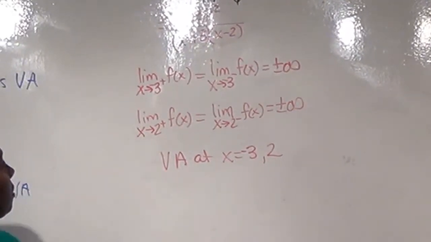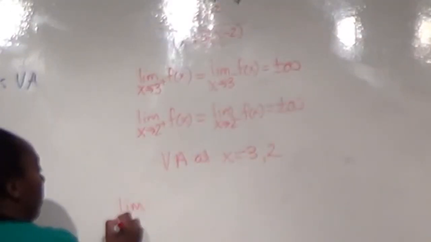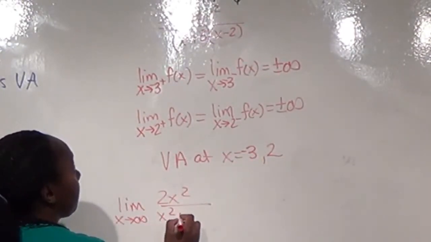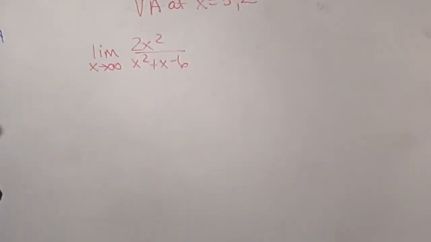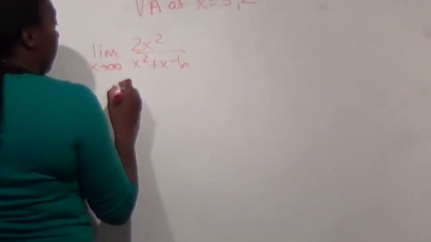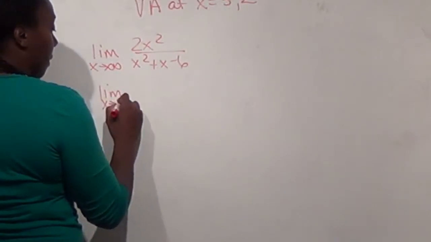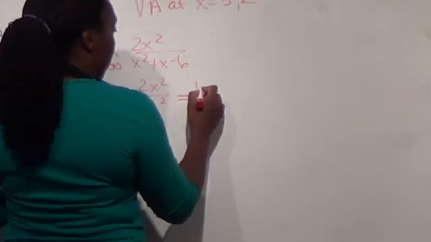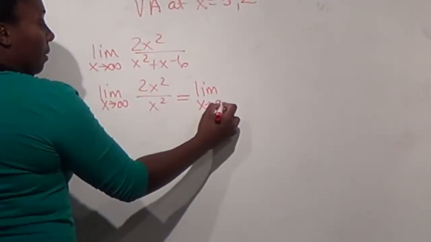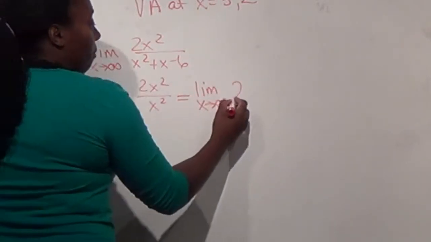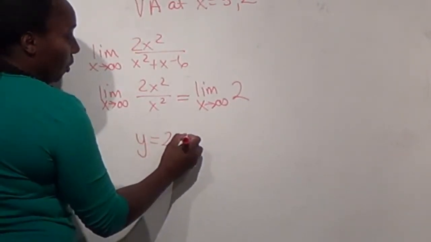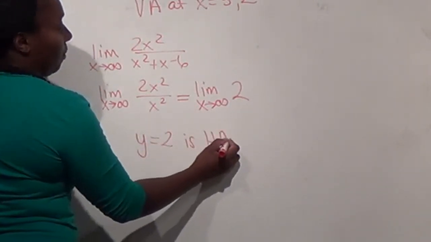Okay. Let's look at our horizontal asymptote. So let's look at the limit as x goes to infinity for this function. Now here notice if I look at my dominant terms, this one doesn't quite go to 1. My dominant terms here are the 2x squared and the x squared. So when I simplify, the x squareds cancel out and I'm just left with 2. So this tells me y equals 2 is the horizontal asymptote.